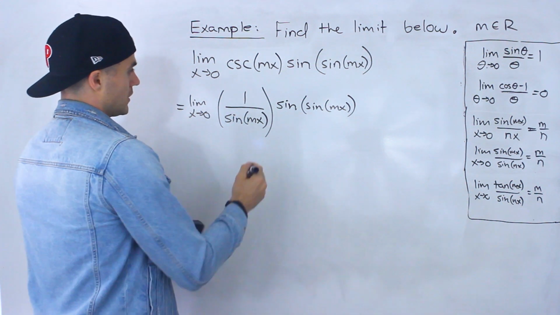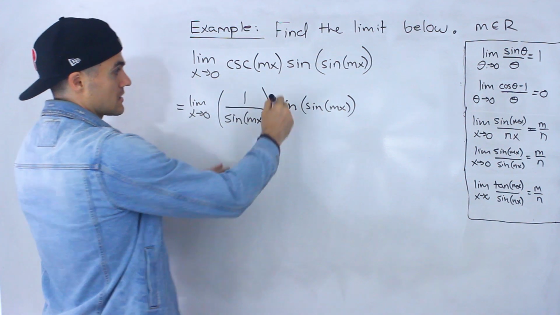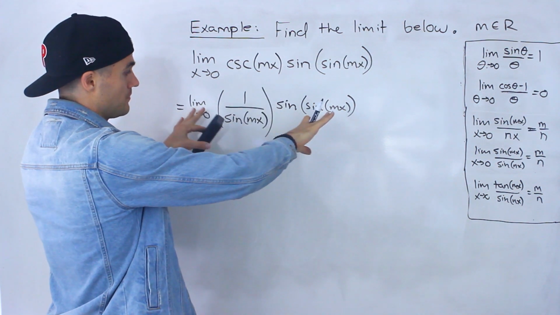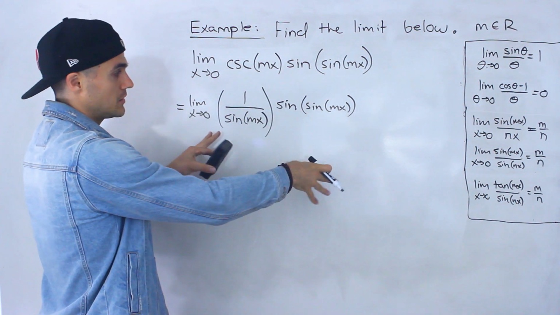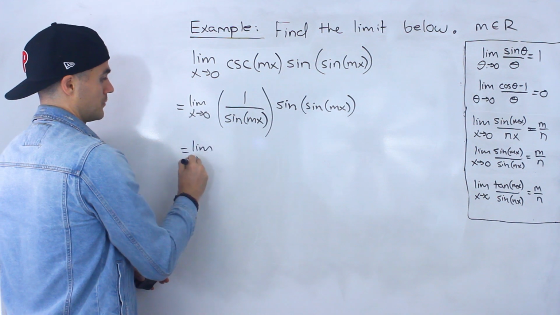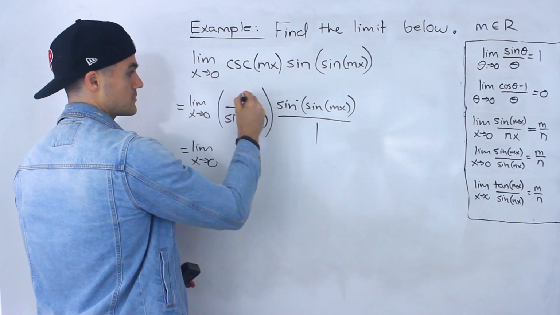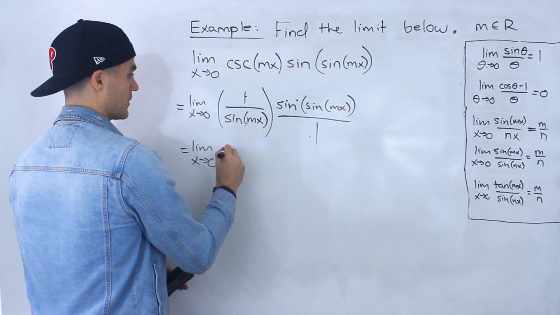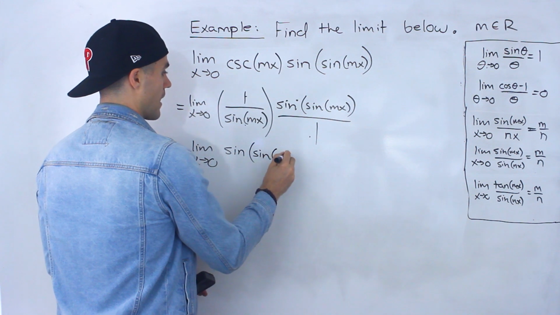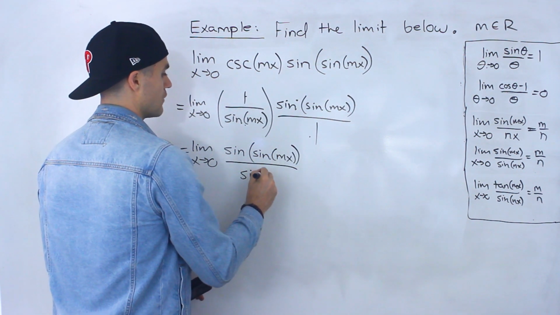And what I'm going to do here is combine these into one fraction. Now sometimes if we have two expressions that are multiplying by each other, I split them up into two separate limits. But in this case, we actually want to combine these two. So I'm going to rewrite this. Now this is all over 1, so it's like this times 1 and then this times 1. So we would end up having sine of sine mx all over sine of mx.